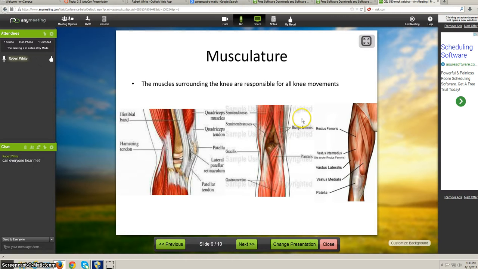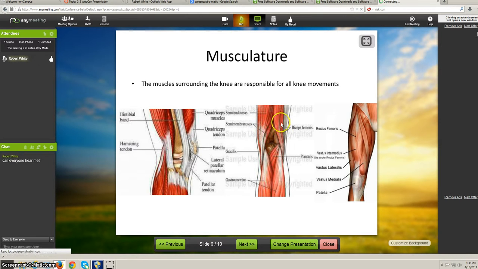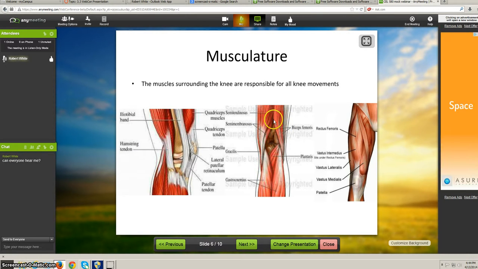Here we have a posterior view, or the back part of your thigh. The semitendinosus, the semimembranosus, and the biceps femoris all make up what we call the hamstring group. And then below that we have the gastroc, gracilis, and the plantaris, and these all are responsible for knee flexion.